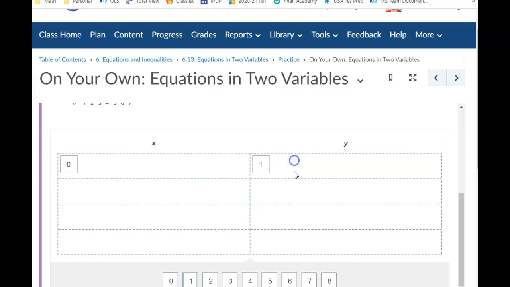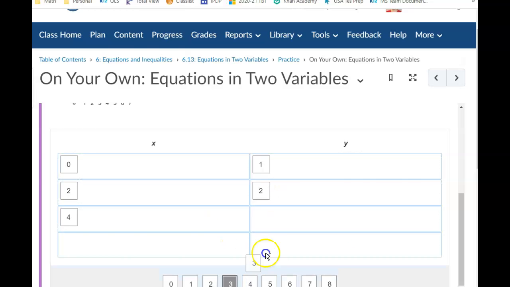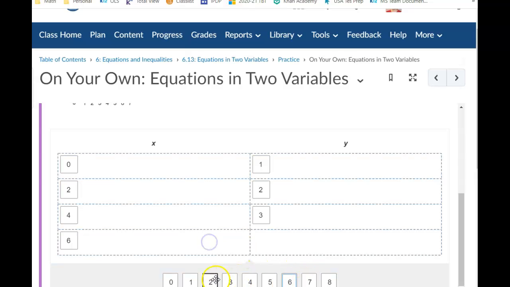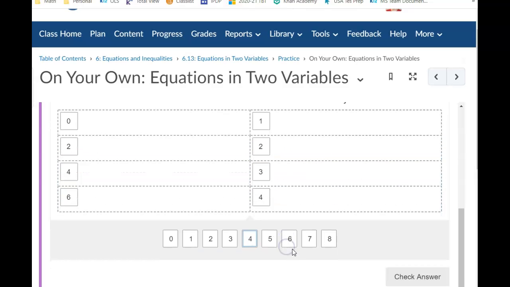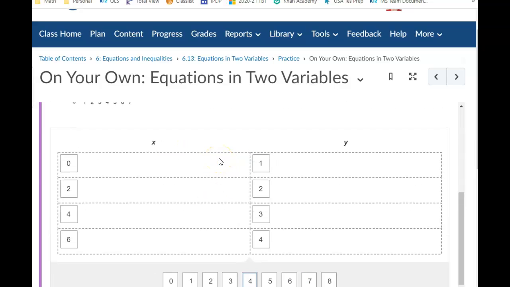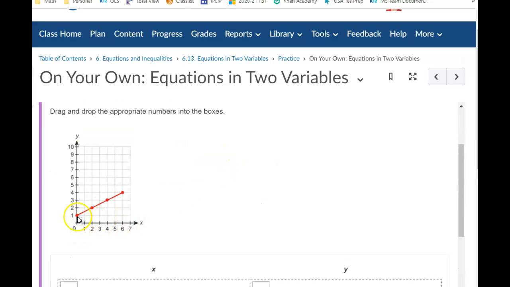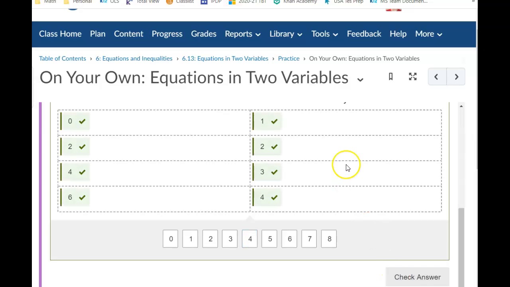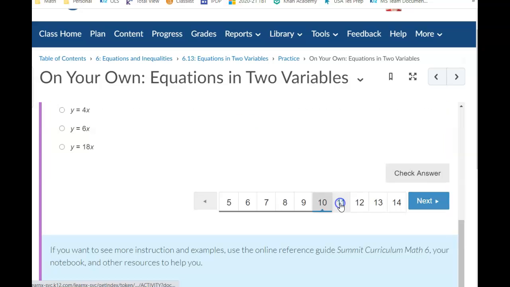So what did we have? We had 0, 1, 2, 2, 4, 3, and 6, 4. I guess we did not have to use all these. These are just our options. 0, 1, 2, 2, 4, 3, 6, 4. Looks good to me. Oh yeah, I like seeing all those check marks. Next.